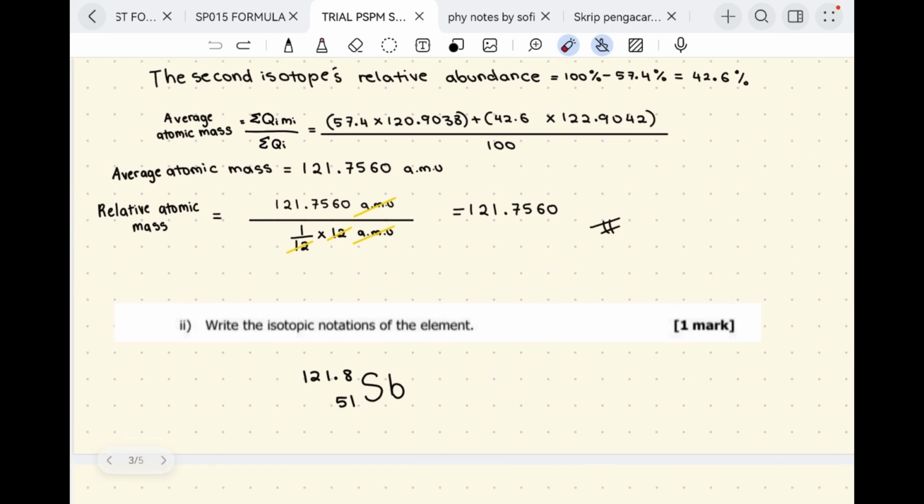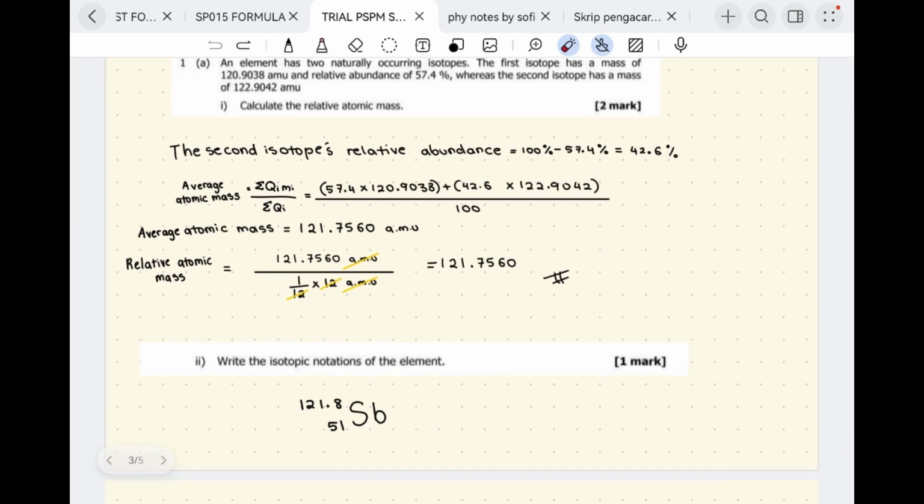And then the second Roman question asks us to write the isotopic notation of the element. We need to refer to the table given in the exam later, and check which element has the relative atomic mass of 121.8. So we just need to follow the notation, which is the element symbol, and then the relative atomic mass at the top, and at the bottom we write the proton number.